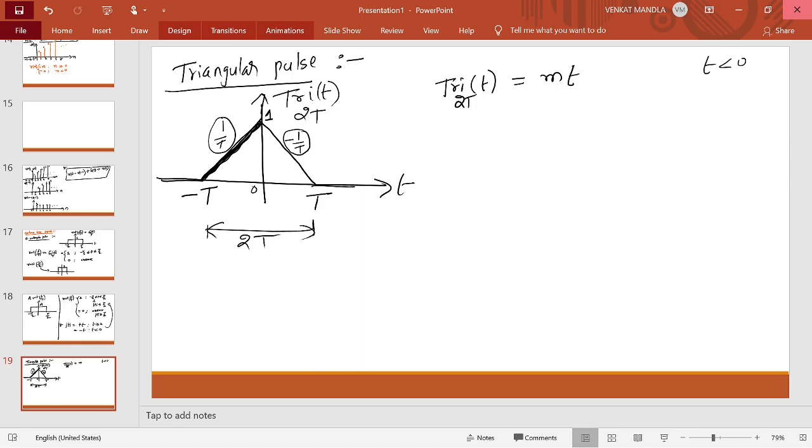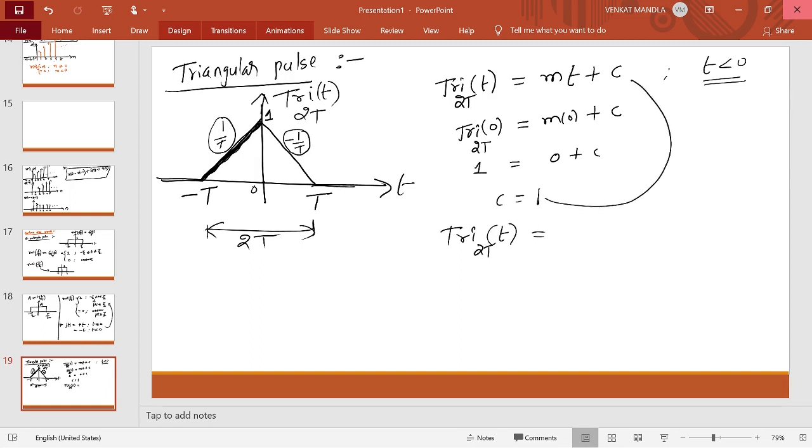How to represent m into x, t plus c? So what is the c value? How to get it? At t equal to 0, what is the value? At t equal to 0, we have value 1. So I will substitute t equal to 0 in triangular 2t of t. Remember, I am writing this equation for t less than 0. So at t equal to 0, you have m into 0 plus c. But at t equal to 0, triangular 2t of 0 is 1. So 0 plus c equal to 1. So triangular 2t of t, substitute c in the slope, m equal to 1 by T: 1 by T into t plus 1 for t less than 0.